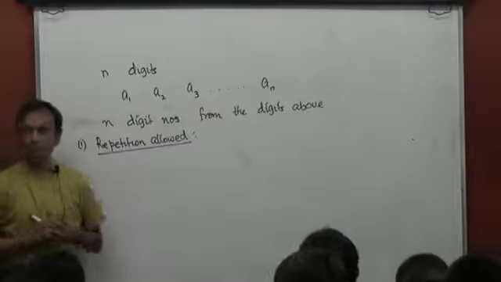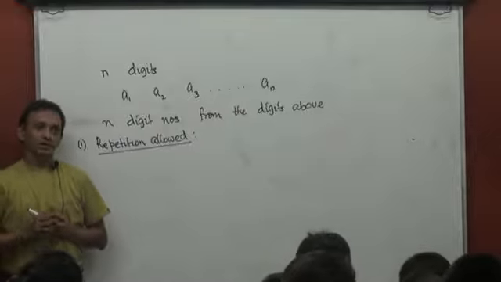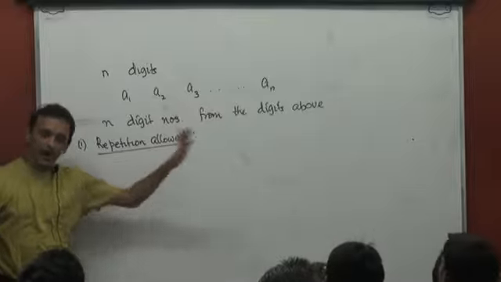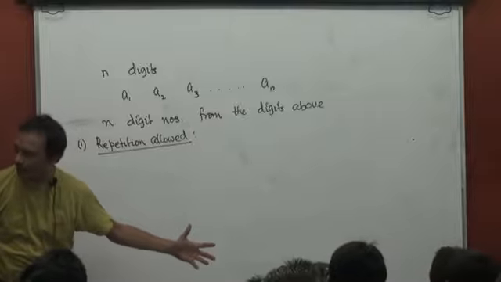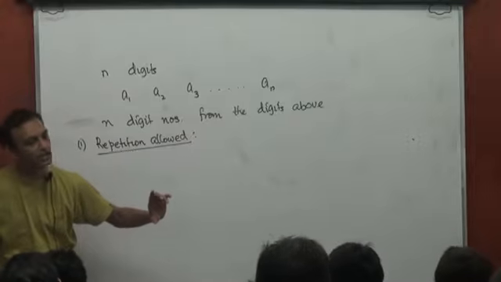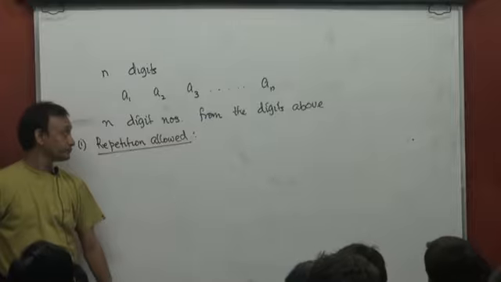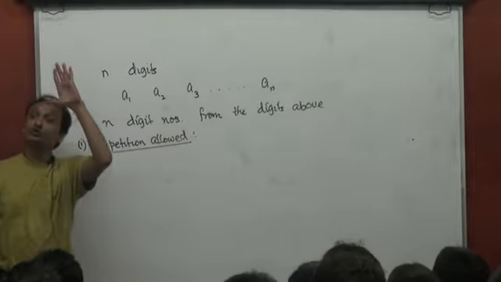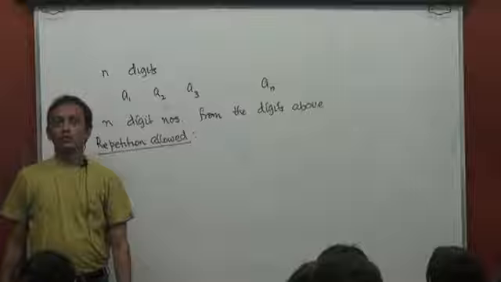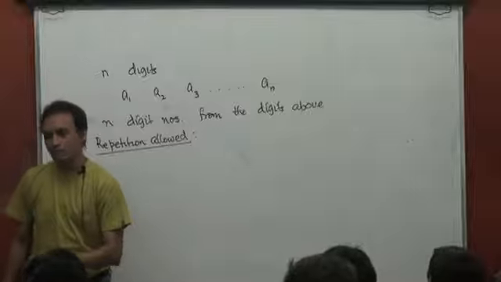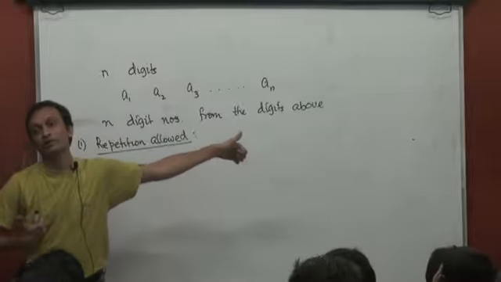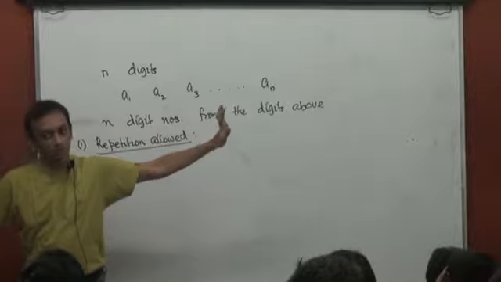Repetition allowed. If in the units place I have used A2, then in the hundreds place also I could use A2 if I like. That's what I mean by permitting repetition and producing an n digit string. Clear? So I want to generate all n digit numbers from these n digits, permitting repetition of digits in the numbers.